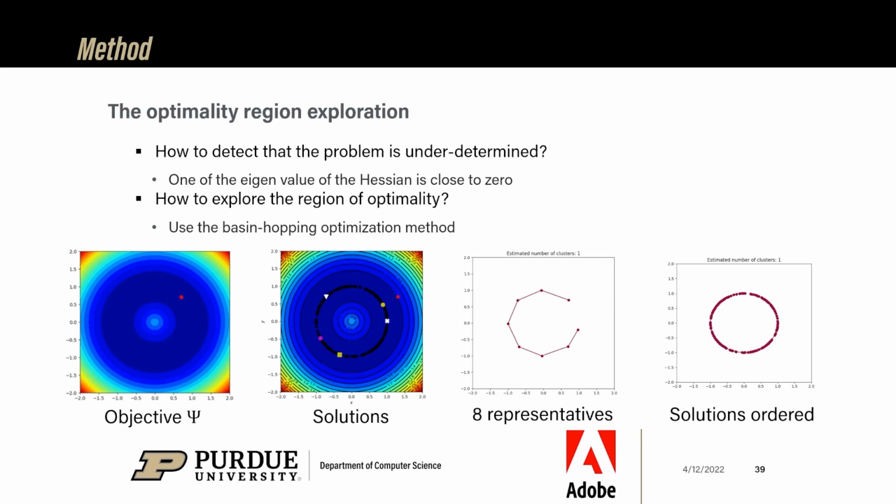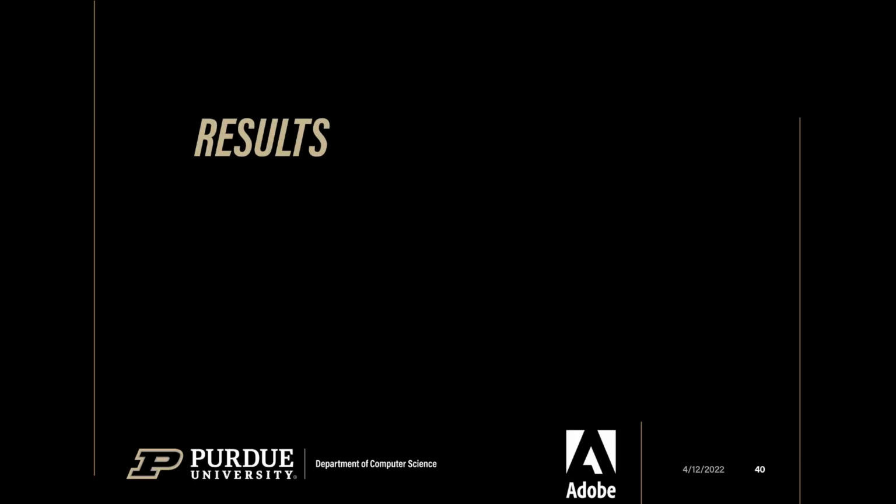Finally, among all solutions we get, we extract some of them that are interesting, like we just saw in the previous slides. Also, we have a heuristic that finds clusters of solutions and orders them for the user to review. This will be shown in results.